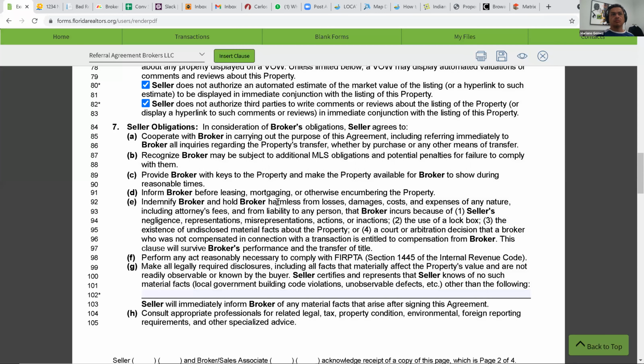Okay, number 7, seller obligations. Remember, every piece of information that you must provide into the MLS will be provided by your seller. Anything that your seller says, that's the information that you're going to put on the MLS. Always try to get not only the information from the seller, but also from the condominium association.